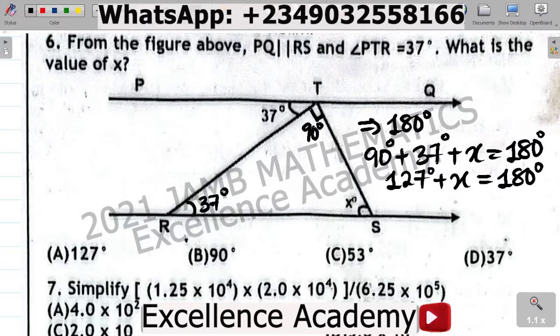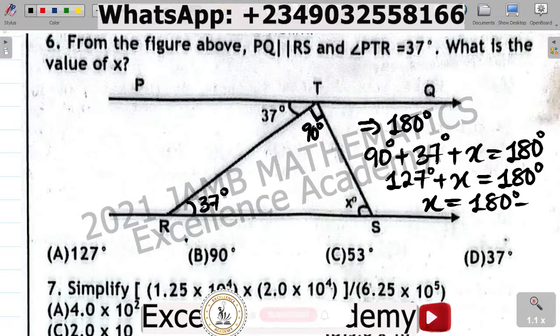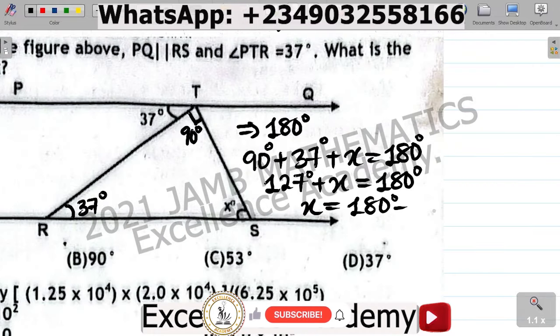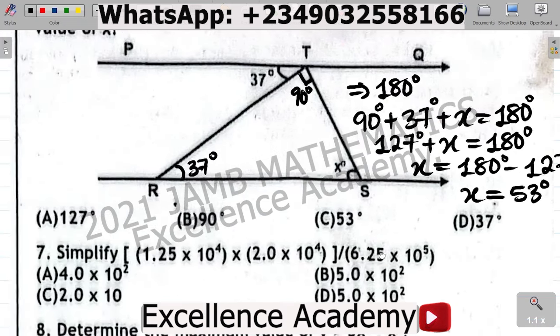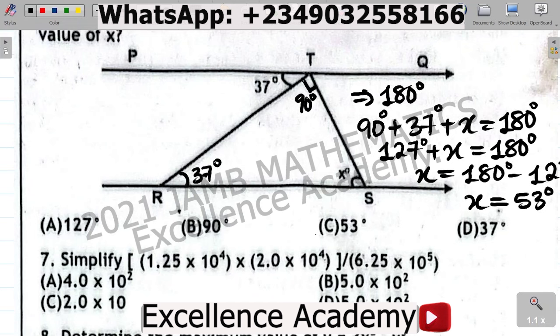180 degrees. To get the value of x, we'll be having 180 degrees minus 127 degrees. So x is equal to 180 minus 127. That gives you 53 degrees. So my answer there is C, 53 degrees. That's your answer.